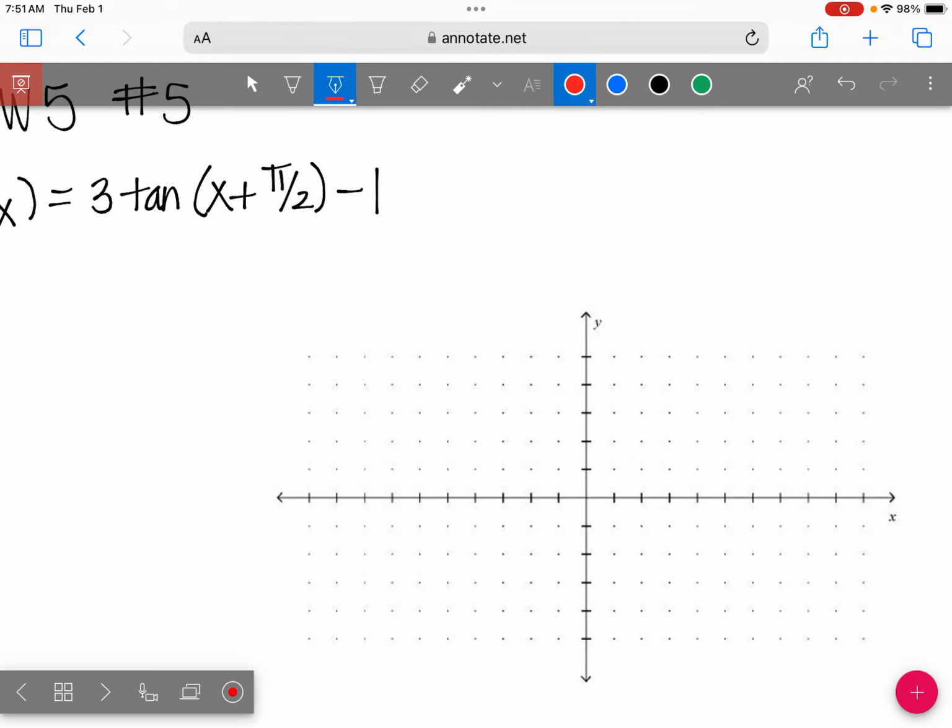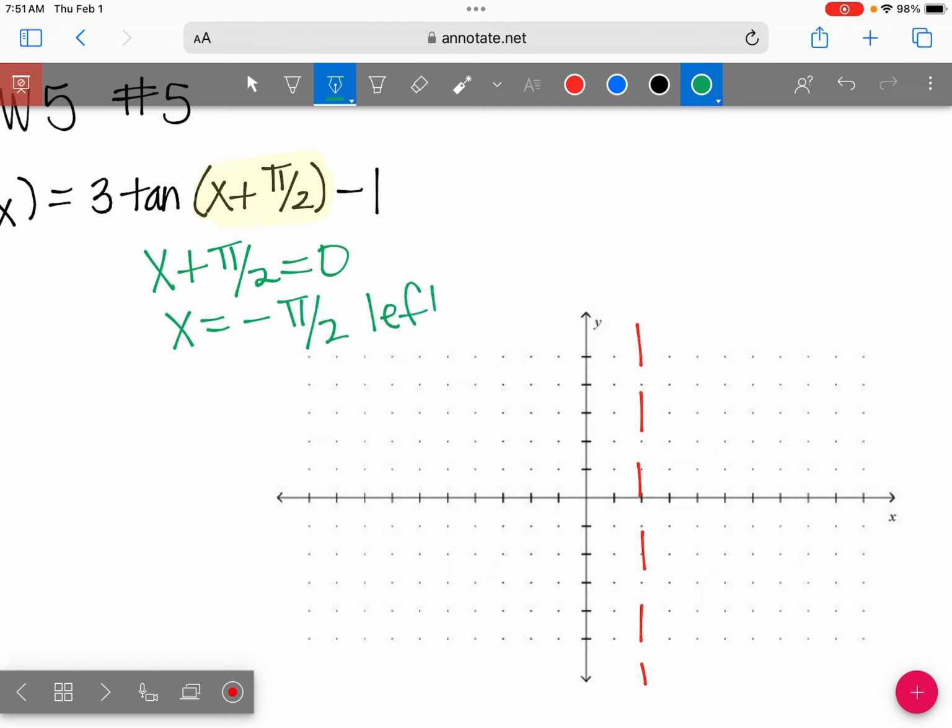So normally we would be right here. Now don't draw this in because we have to move it. This is where I would be, but when you take this and set that equal to 0, it's telling me to move it. What direction do I need to move my asymptote? X equals negative pi over 2, which means I have to move it left pi over 2 or left 90 degrees. All right, do we agree with that?